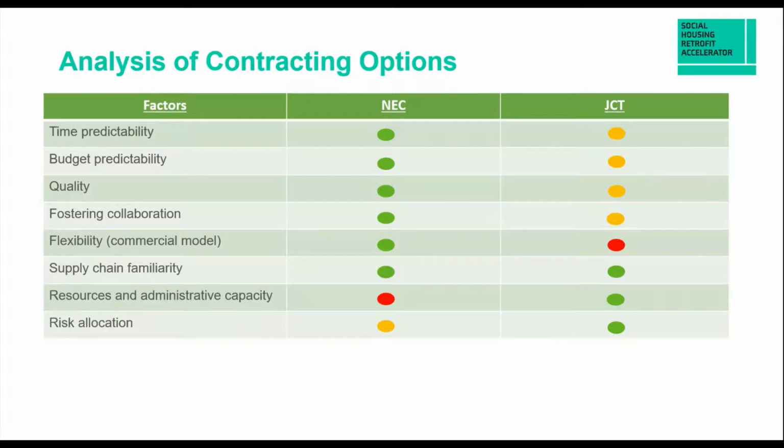You might also want to look at how the contract aligns with internal governance processes and finance systems. And that will then feed into the client resources and administrative capacity, as it's one of the factors listed on the slide. So even if there is that appetite to upskill, are there the resources to administer a particular contract? As we've said before, NEC is more resource heavy than JCT generally. So it goes back to weighting those factors.